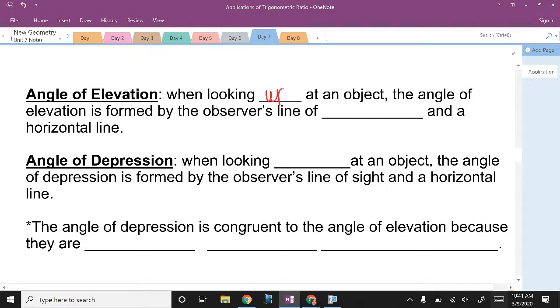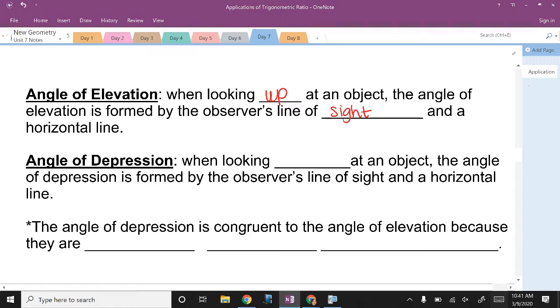You're looking up at an object, and it is formed by the observer's line of sight and a horizontal line. Your line of sight is how you're looking, and it's formed with that horizontal line if the person is looking straight across. Okay, so I am 5 feet 8-ish, and so my eyes are down to about maybe 5'6" height.